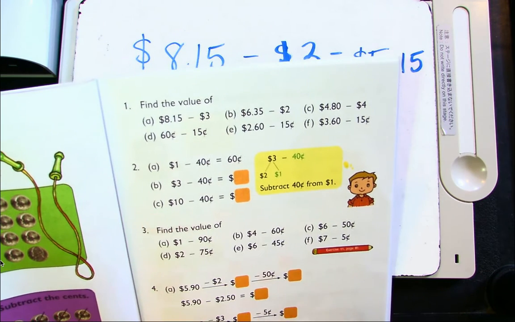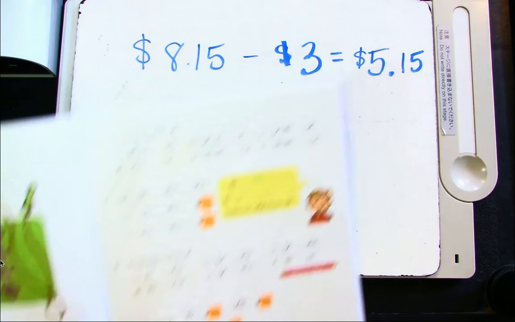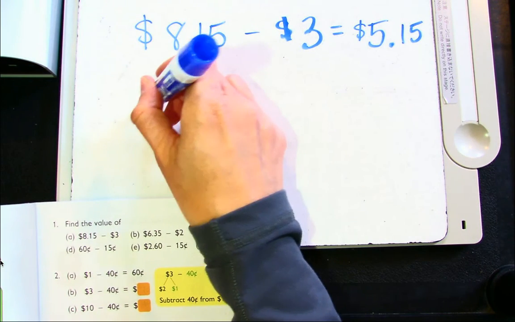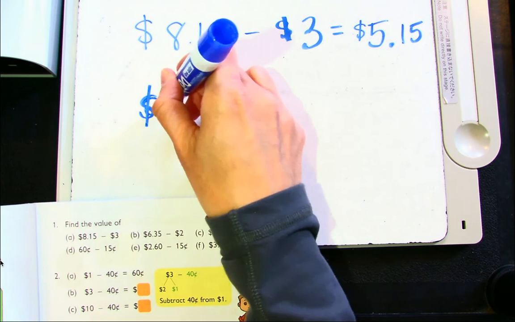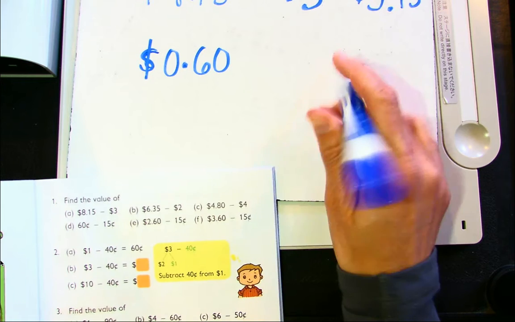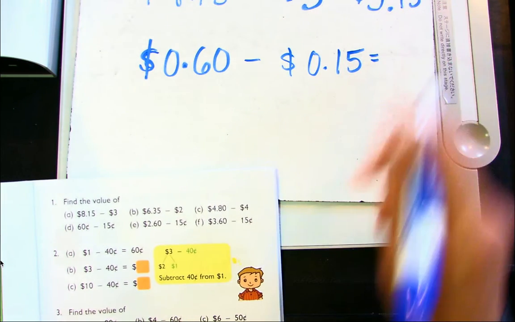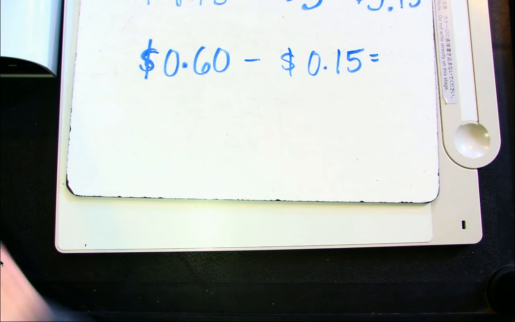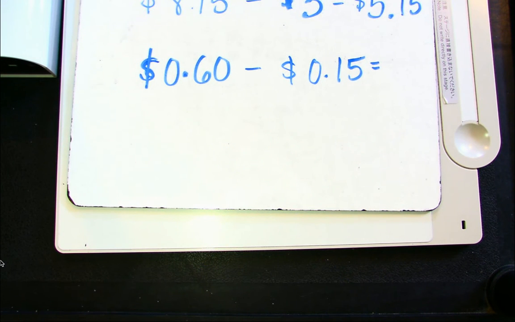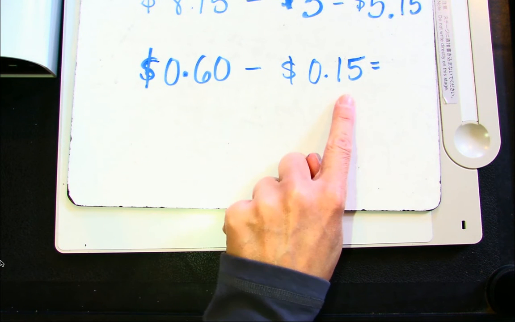Okay, not too tricky. Why don't we bump down to this one? So it's a little more interesting. 60 cents minus 15 cents. All right, so let's try that one. I'm going to put it in dollar signs. I like to do dollar signs for my cents here. So we have 60 cents minus 15 cents. And when we're doing this one, we can subtract the dollars. Oh, but there aren't any dollars, so we don't need to do that. Then we can just subtract the cents. So here we're doing 60 cents minus 15 cents.